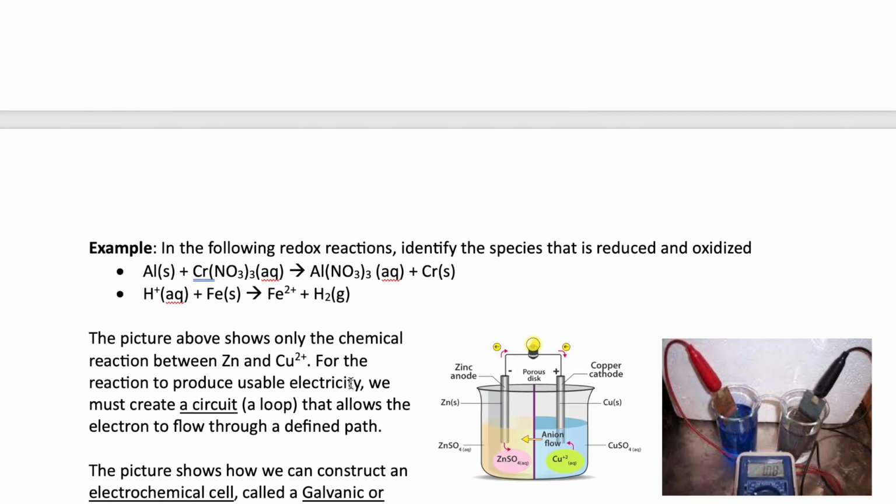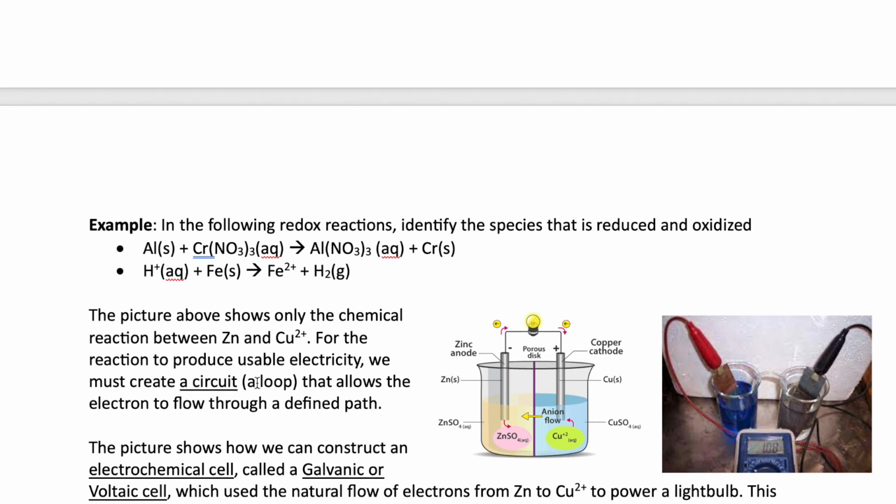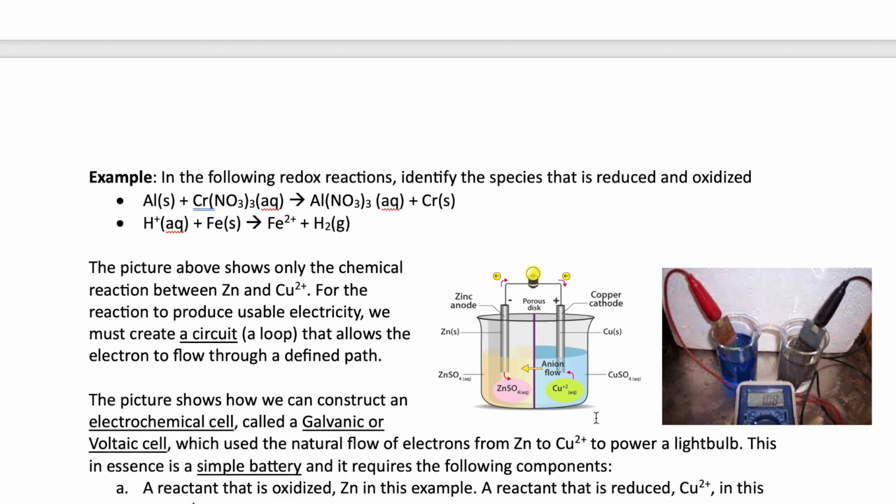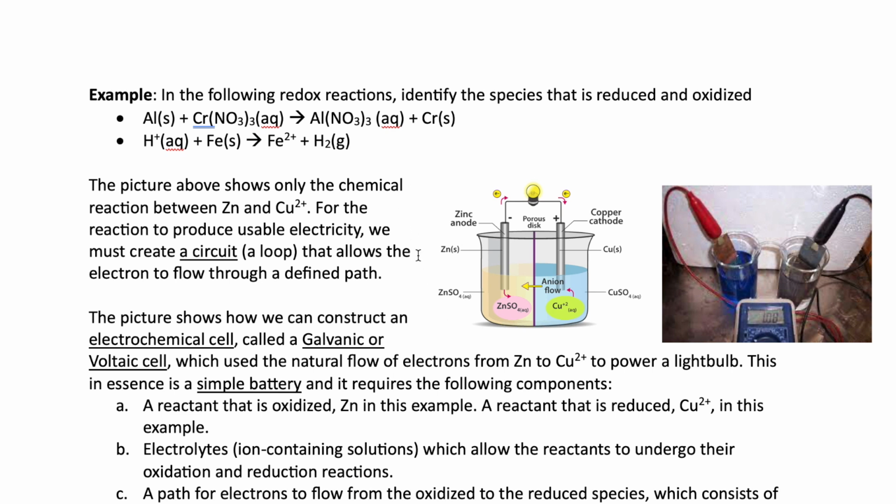If you want to make it useful, if you want to light up a bulb, for example, you need to create a circuit, which is that path that I was talking to you about earlier that allows the electron to go around. And so that circuit is constructed just like this. This is a picture that shows you a typical setup of a battery. Instead of putting the zinc and the copper in the same container, we separate it into two containers.